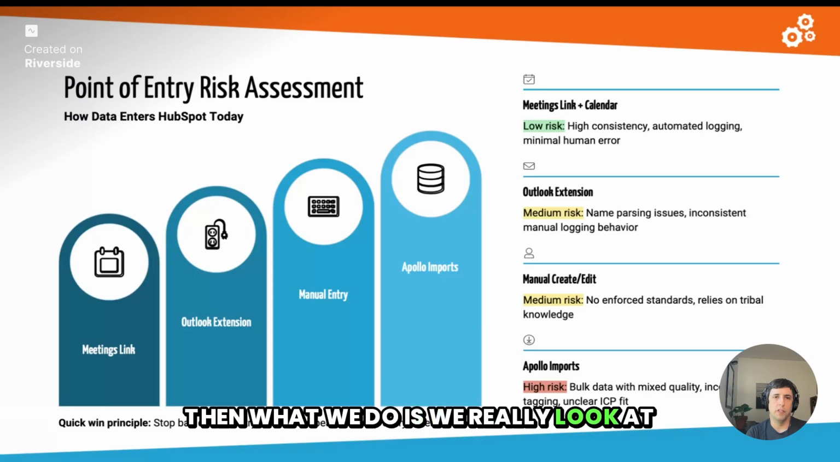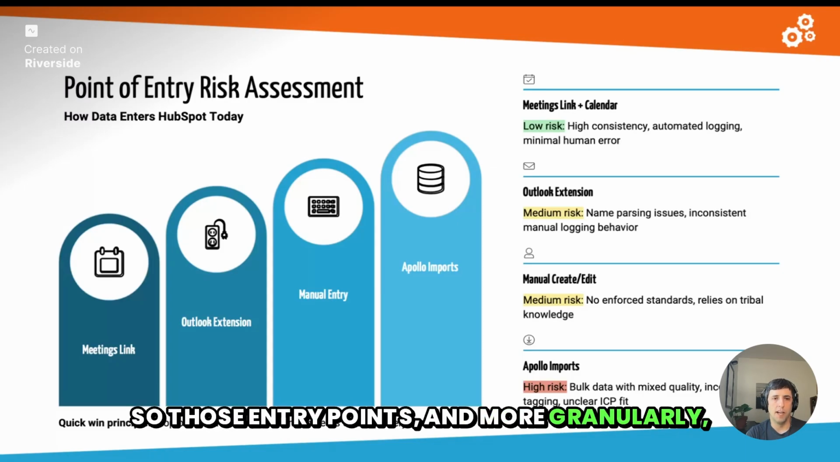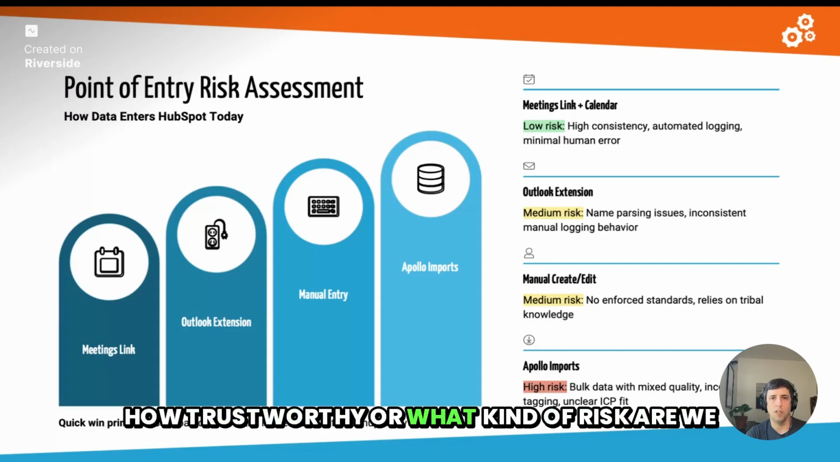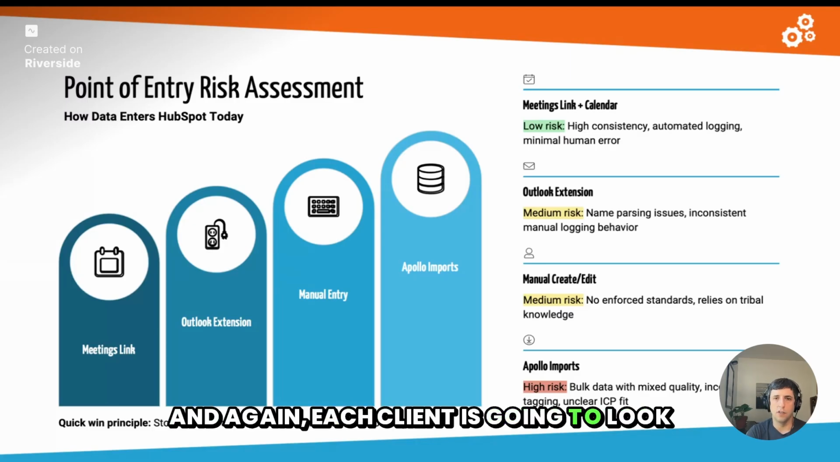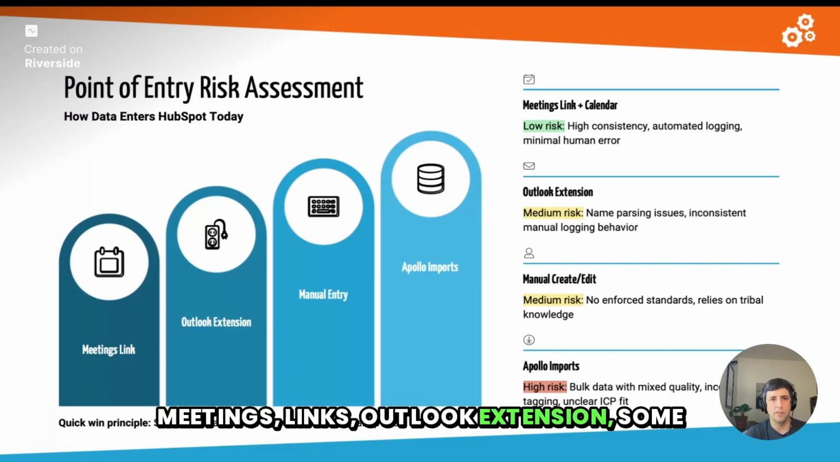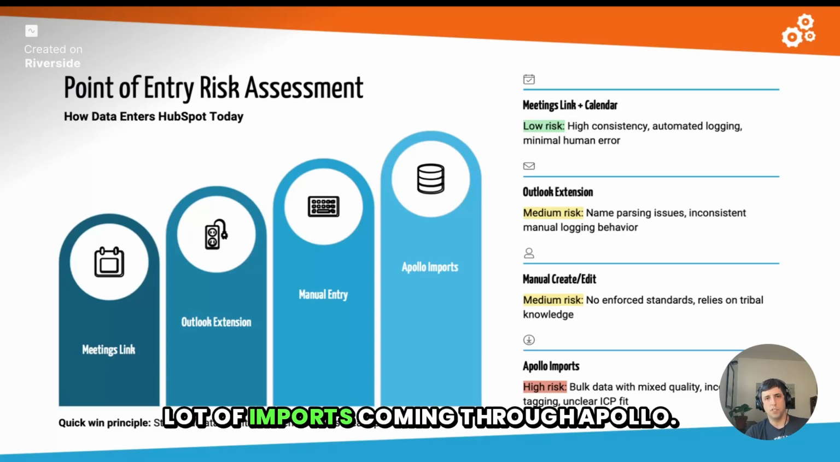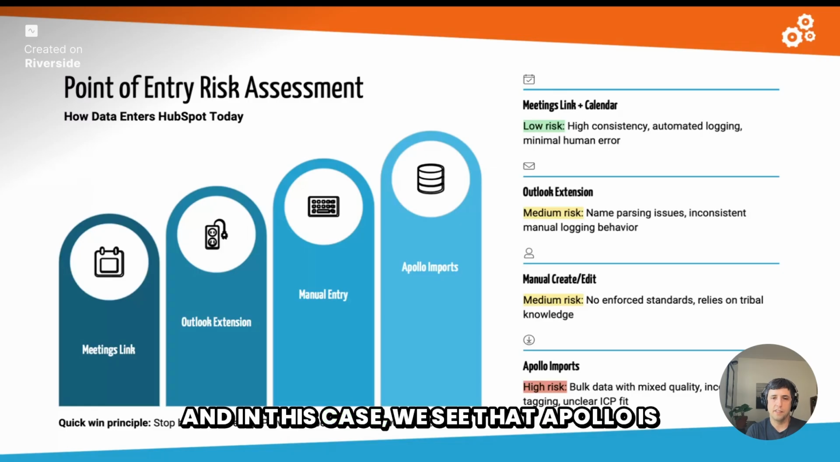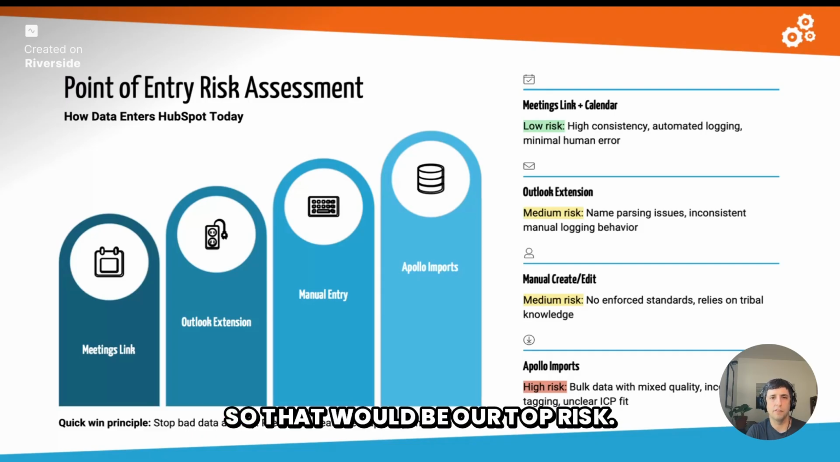Then we look at drilling down into where data is coming into the system, those entry points, and more granularly, how trustworthy they are, or what kind of risk we're seeing with those top entry points. Each client is going to look different here, but this is somewhat similar to what we would tend to see: they're coming through things like meeting links, the Outlook extension, some amount of manual entry, whether that's one-offs or imports. In this case, let's say there are a lot of imports coming through Apollo, and we see that Apollo is coming with some questionable data in terms of how it's tagged and how well it fits. So that would be our top risk.